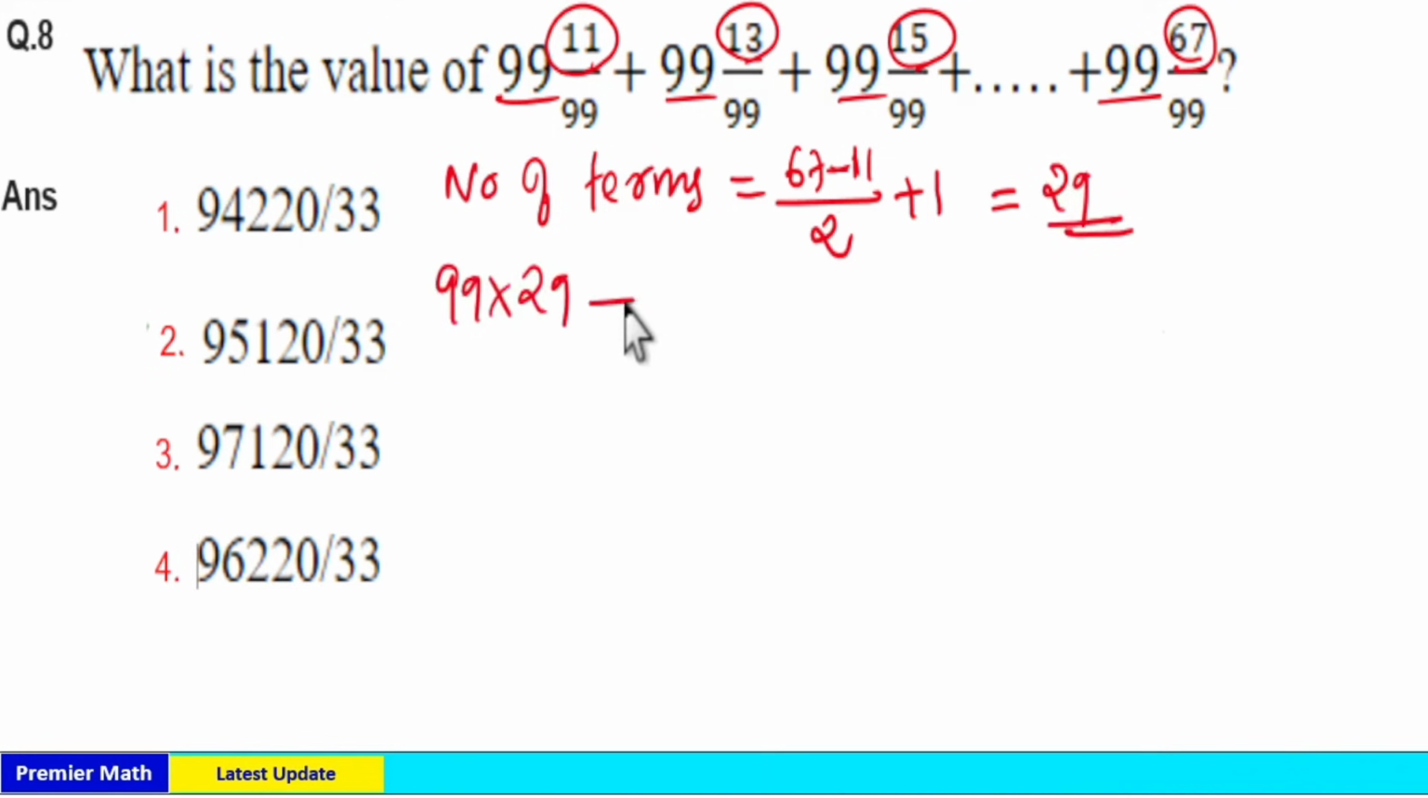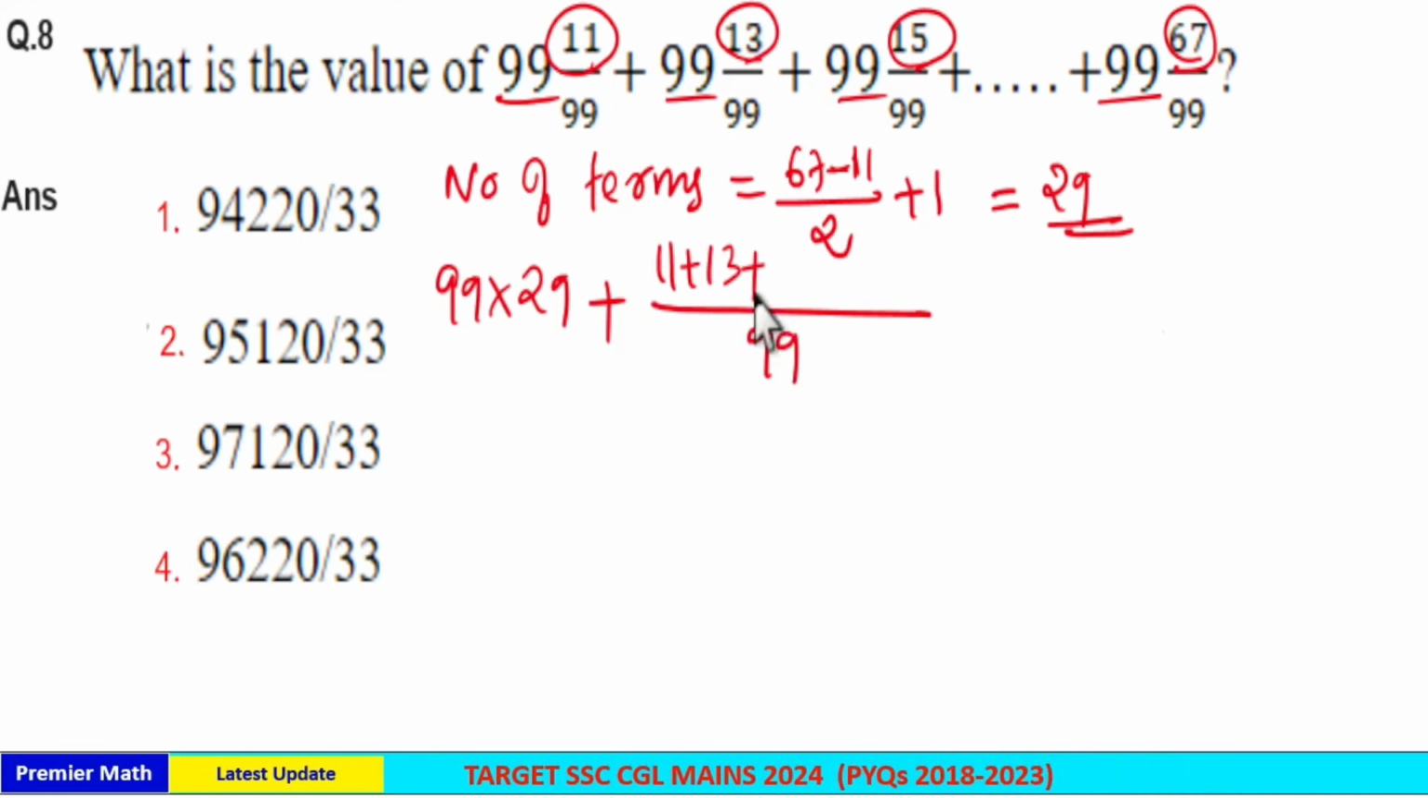So this is the sum. Plus here add the fractional part. The fractional part has common denominator 99. Now the numerator is 11 plus 13 plus etc. up to 67. That is the sum of odd numbers from 11 to 67. Sum of odd numbers is equal to n square.